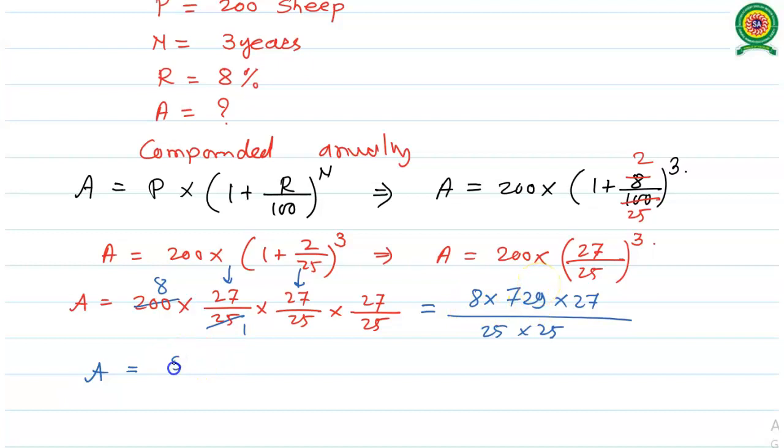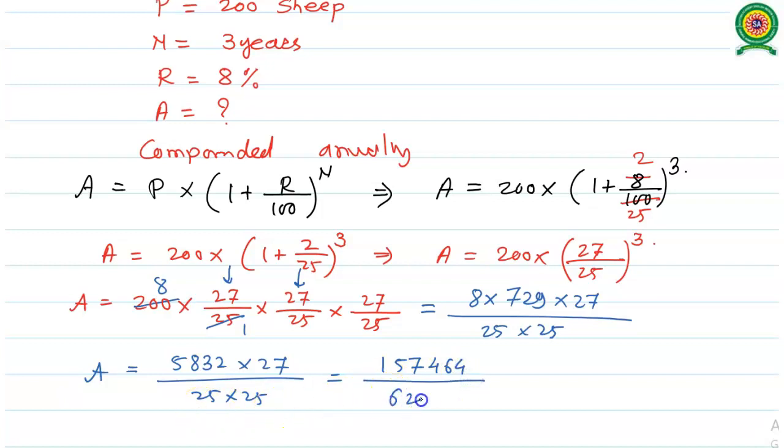Now 8 into 729, we are getting 5832 into 27 divided by 25 into 25. Now 5832 into 27, we are getting 1,57,464 divided by 25 into 25, which is 625.